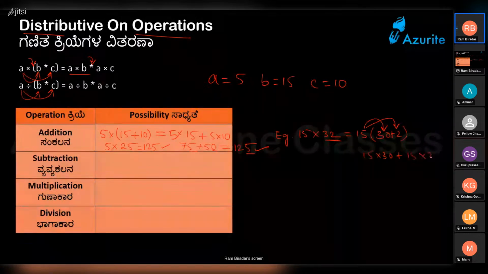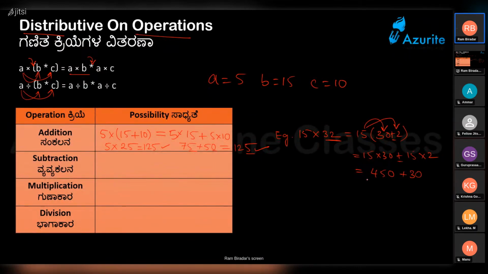Whatever the operation is here, the same operation we have to take here, right? So 15 into 30, that is 15 times 3 is 45, with the 0 as it is. So it will be 450, plus 15 into 2, which is 30. So what will be the answer? 450 plus 30 will be 480, right? So you can use this to solve. So what did we do? We distributed from this to this.